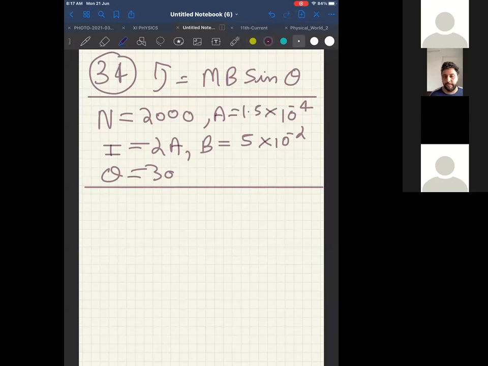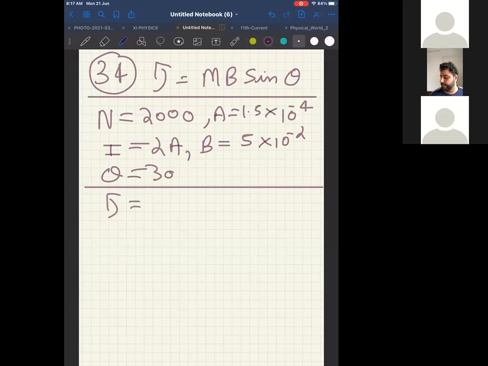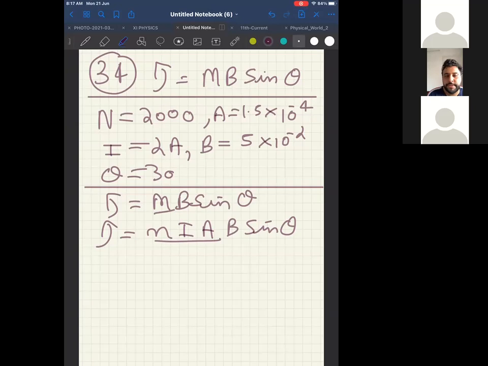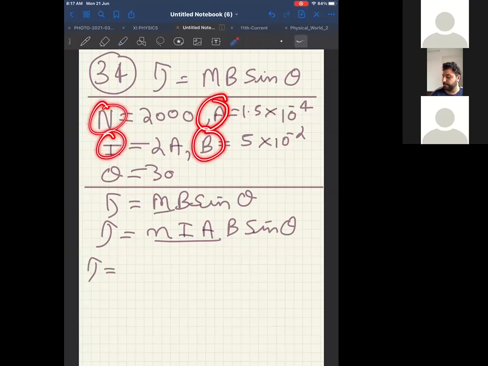And I know the formula for torque is mB sine theta. Or I can write m as NIAB sine theta, because m is equal to NIA. In the previous problem itself, we did m is equal to NIA. Now torque is equal to NIAB sine theta. N is given, I is given, A is given, B is given, theta is given. Substitute and tell me what answer you get for torque. Start.